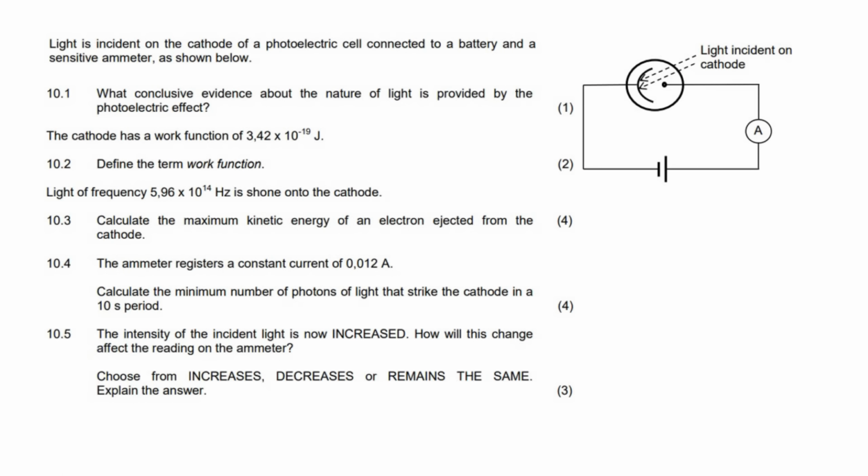Light is incident on the cathode of a photoelectric cell connected to a battery and a sensitive ammeter as shown below. So we know that this is the photoelectric effect. If you take light and you shine it onto the surface of a metal, then electrons will be released and then they can flow around the circuit. So it says, what conclusive evidence about the nature of light is provided by the photoelectric effect?